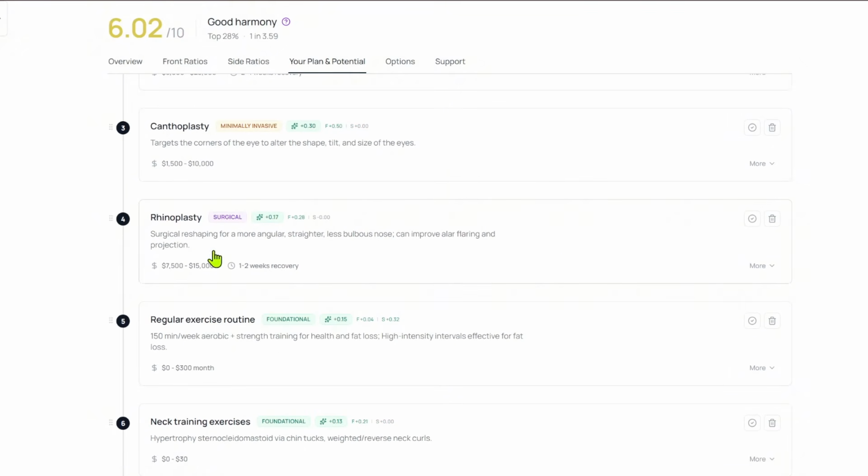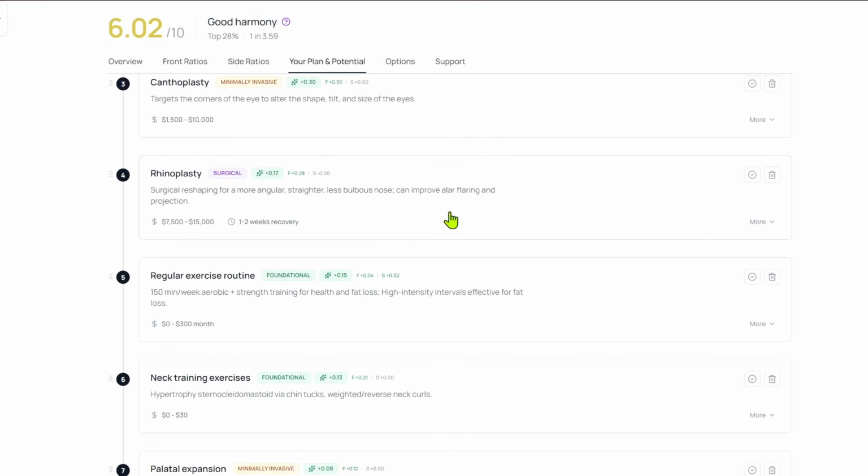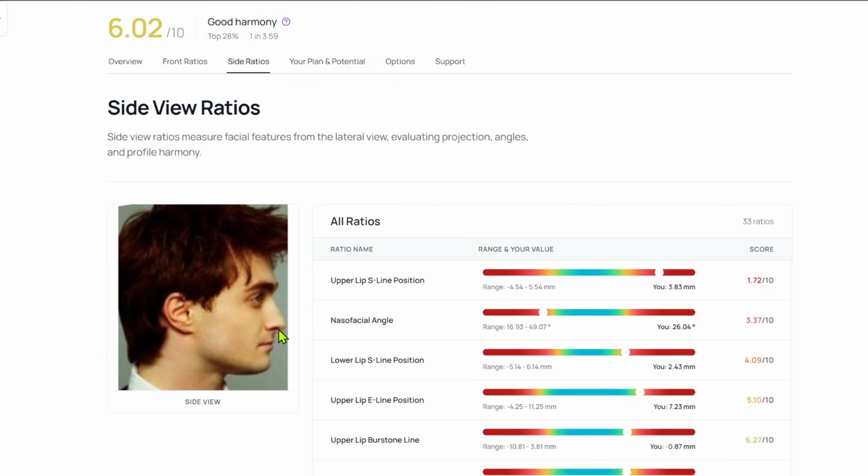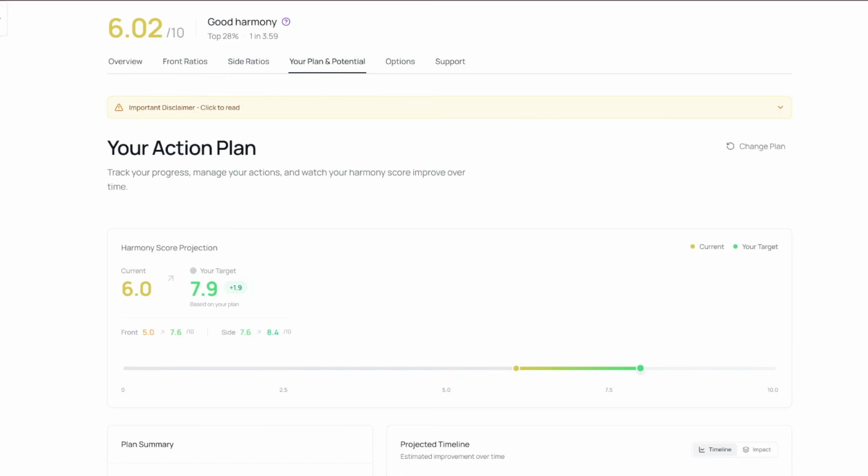The rhinoplasty is surgical, and you could reshape the nose. This is just how it performs. You know, the nose by itself looks really good, but you could actually change it slightly for a side ratio to project more outwards. You can see it's slightly flattened here.